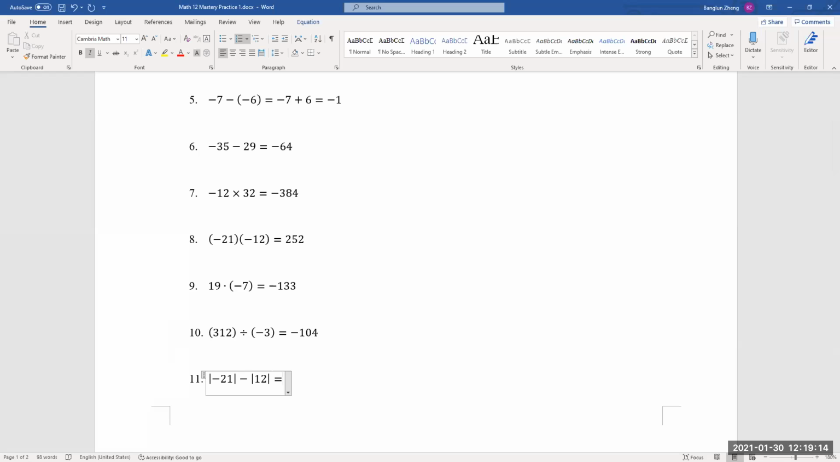Number 11, we have absolute values. So what do we do with absolute values? Recall that if you have the absolute value of a negative number, it becomes positive. And if you have the absolute value of a positive number, it is still positive. So absolute value only makes negative numbers positive, but it keeps any positive number positive. So we have 21 minus 12, and that's equal to 9. That's very simple.